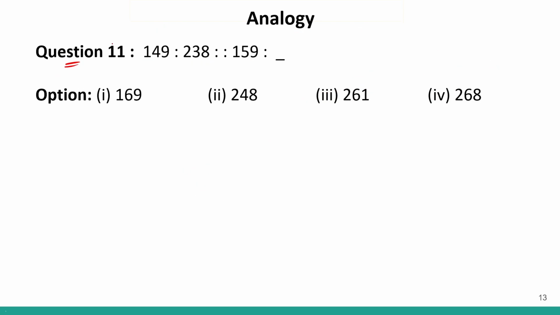Clear? Question 11, 149, 238 and 159. So I can see these numbers are very close to each other, but they're not very close to perfect squares or anything. So I will maybe find the difference. So if I find the difference between 238 and 149, this will be 2, this will be 18.